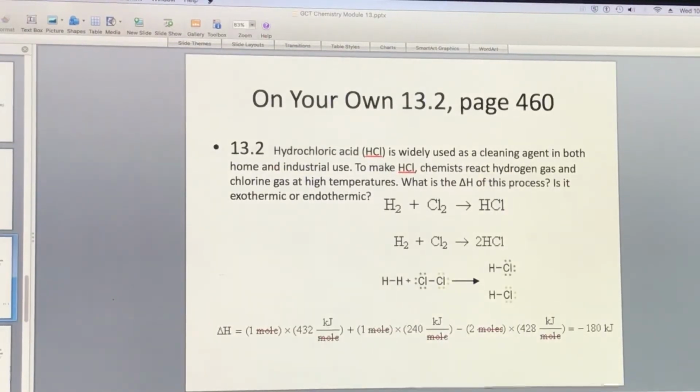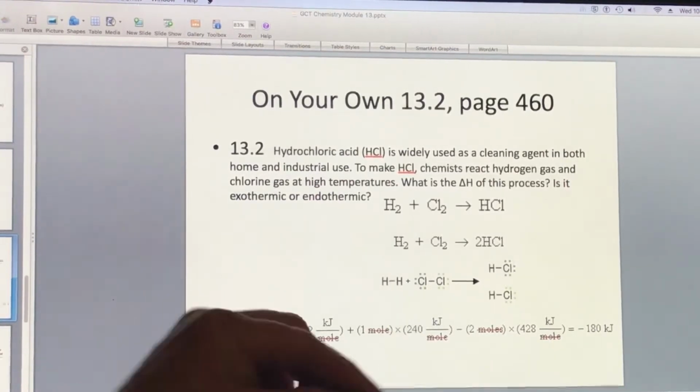All right, now let's look at On Your Own 13.2. We're on page 460. And the question reads like this. Hydrochloric acid, which is HCl, is widely used as a cleaning agent in both home and industrial use. To make HCl, chemists react hydrogen gas and chlorine gas at high temperatures. What is the delta H of this process? Is it exothermic or endothermic?